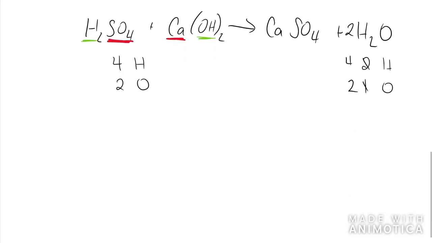Let's try another one of those. Let's take phosphoric acid, which is H3PO4, and add it to iron hydroxide.